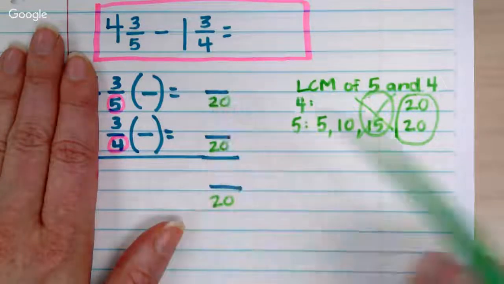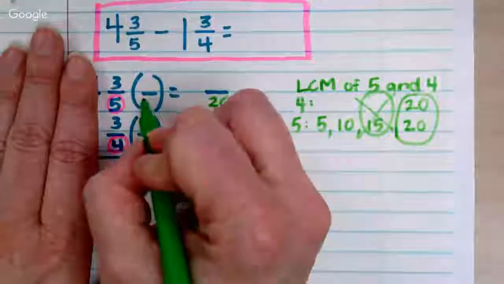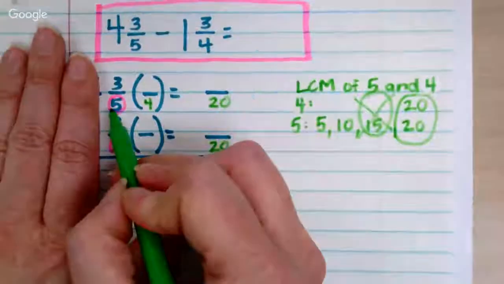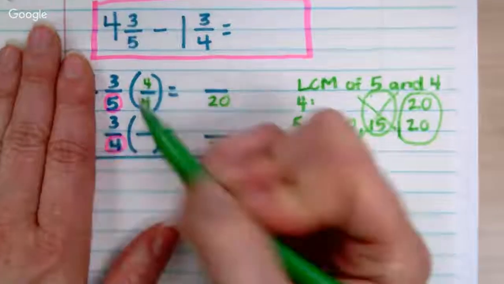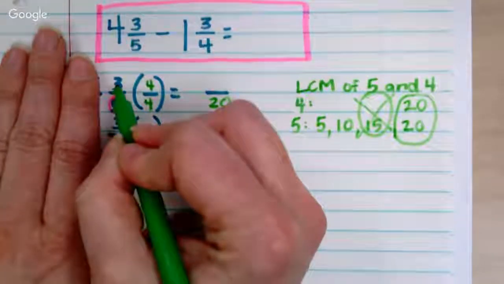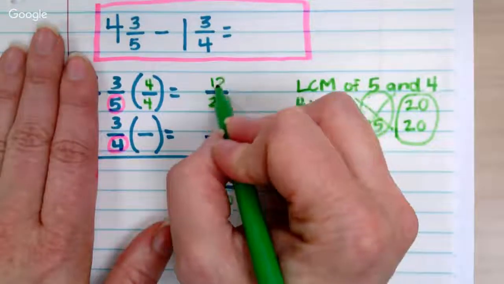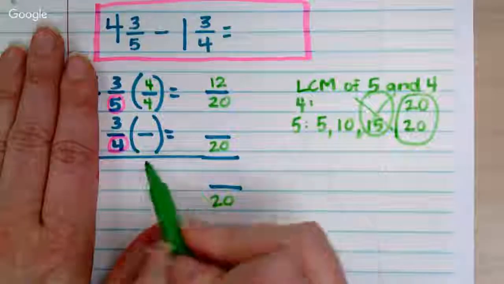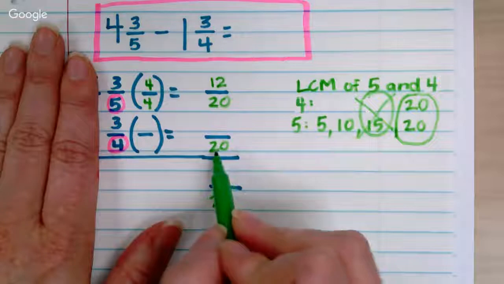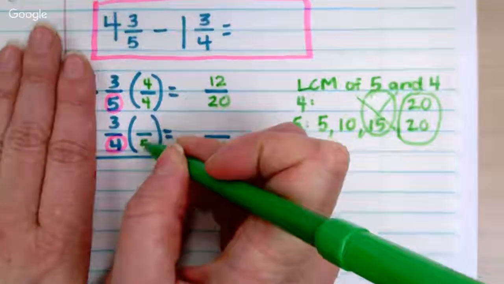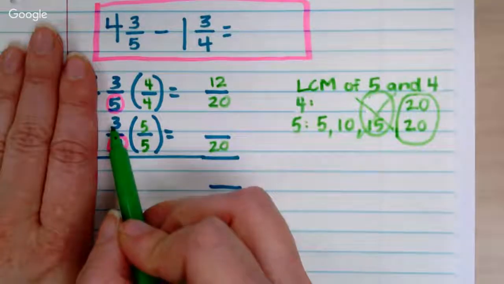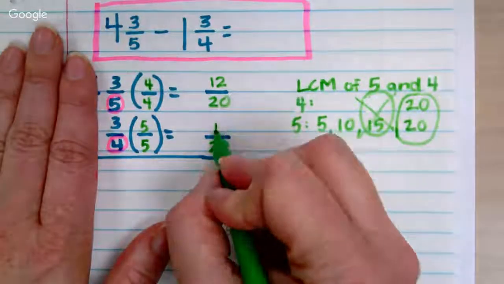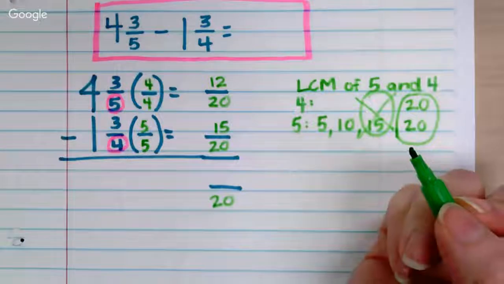3/5 equals what over 20? Well, I know that my missing factor is 4, as 5 times 4 equals 20. Whatever I do to the bottom, I'll also do to the top. 3 times 4 is 12. Come down here, I notice 4 times what equals 20? Well, that's going to be 5. Therefore, I'll multiply my numerator times 5. 3 times 5 equals 15.